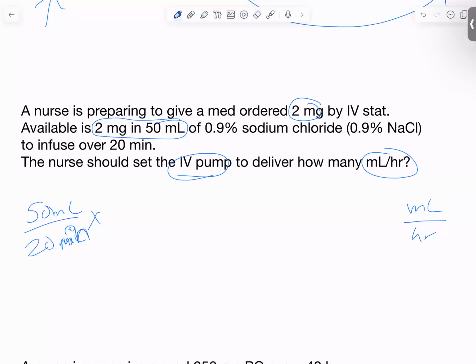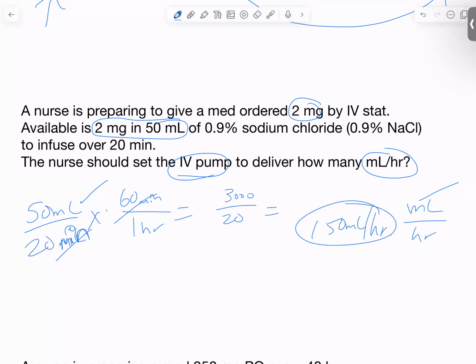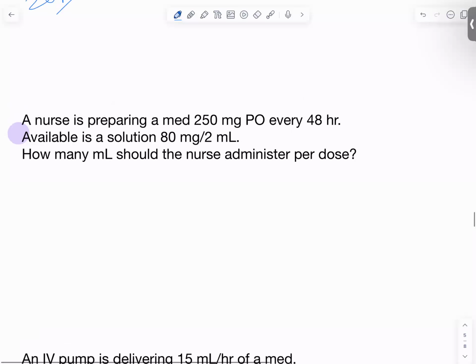So it's a basic conversion. You already have milliliters in the numerator. Perfect. So all you have to do is change your minutes to hours. 60 minutes in 1 hour. And now it's just math. So 50 times 60 is 3,000, and 20 times 1 is 20. And when you divide that, it is 150 milliliters an hour. And that's what you put in the pump. And that little piggyback, that little 50 milliliter bag, will be done in 20 minutes. Beautiful. I love it. One more. Let's keep going.